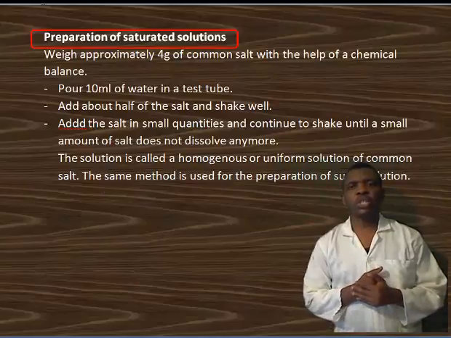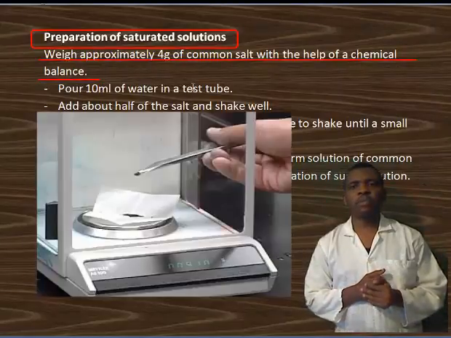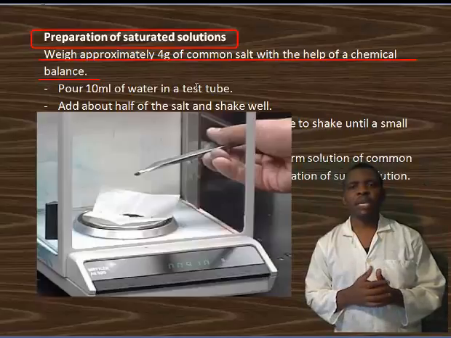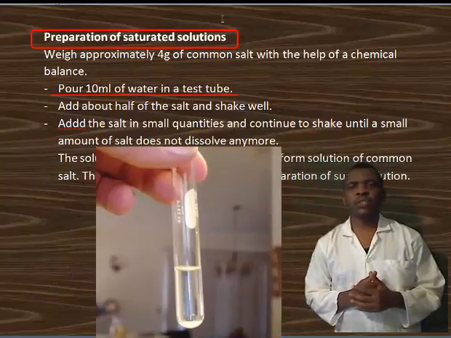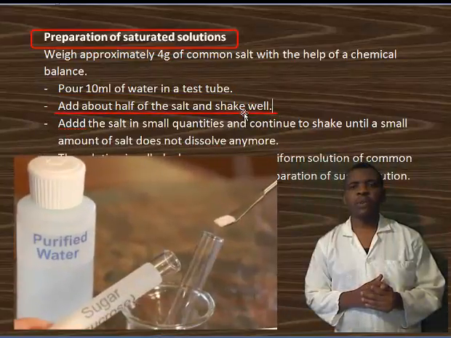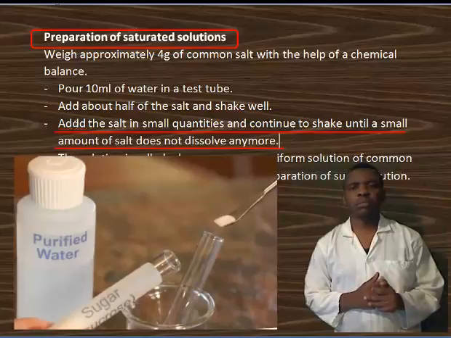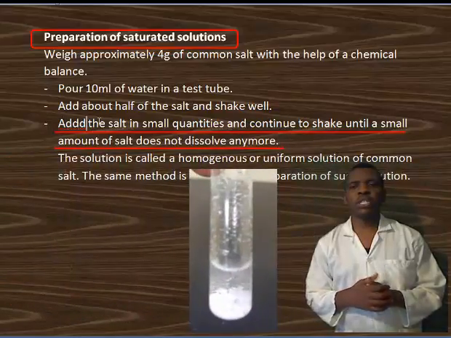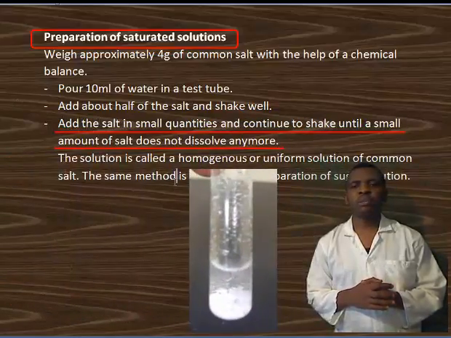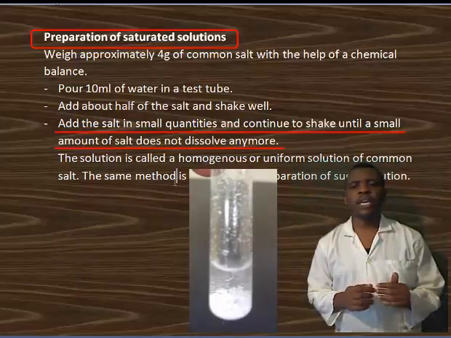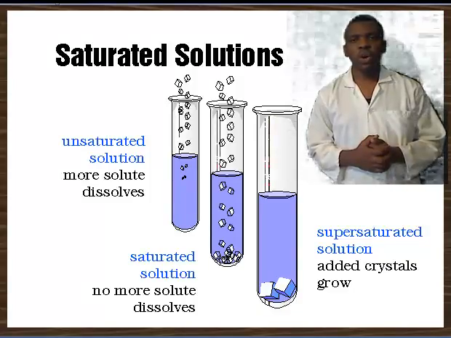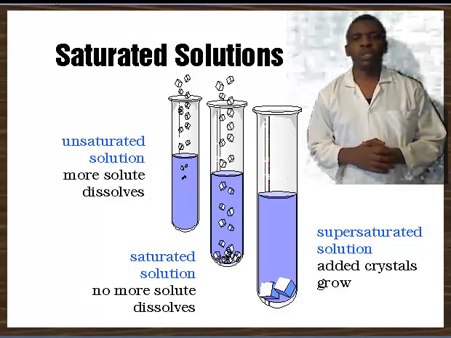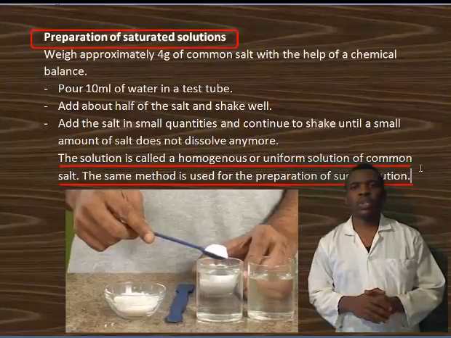Preparation of saturated solutions. Weigh approximately 4 grams of common salt with the help of a chemical balance. Pour 100 milliliters of water in a test tube. Add about half of the salt and shake well. Add the salt in small quantities and continue to shake until a small amount of salt does not dissolve anymore. The solution is called a homogeneous or uniform solution of common salt. The same method is used with the preparation of sugar solution.